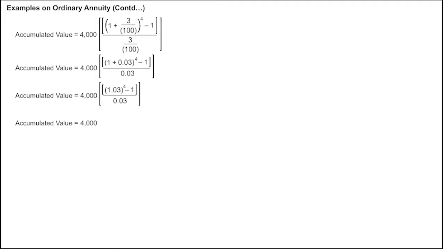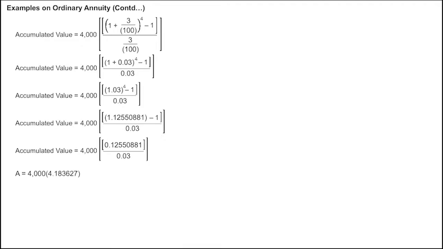When we find the value of 1.03 raised to the power 4, it gives us 1.12550881. So when you simplify the bracket, we get the answer as 4.183627. And this value, when multiplied by 4,000, gives us rupees 16,734.508. So the amount at the end of 1 year of an annuity of rupees 4,000 payable at each quarter with rate of interest 12% per annum is rupees 16,734.508.